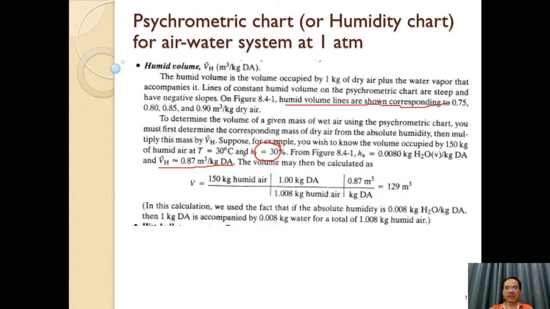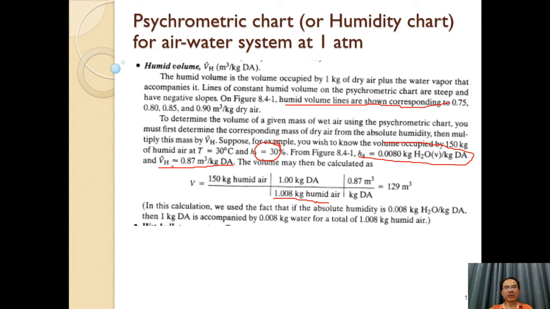For this case, you know the mass of humid air is 150 kilograms. Also, you know the absolute humidity is 0.008 kilogram water vapor per kilogram dry air. For this case, the total air includes 1 kilogram dry air plus 0.008 kilogram water. It means 1.008 kilograms humid air per 1 kilogram dry air.